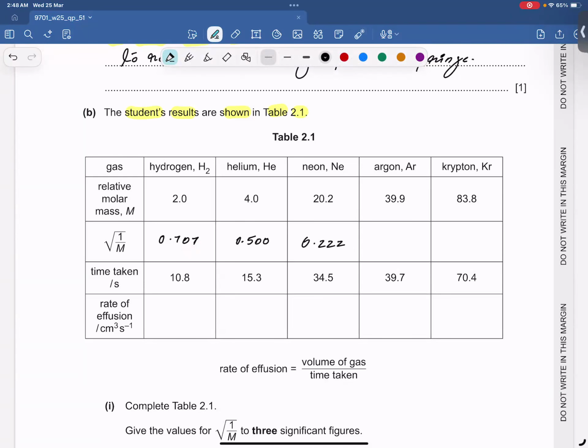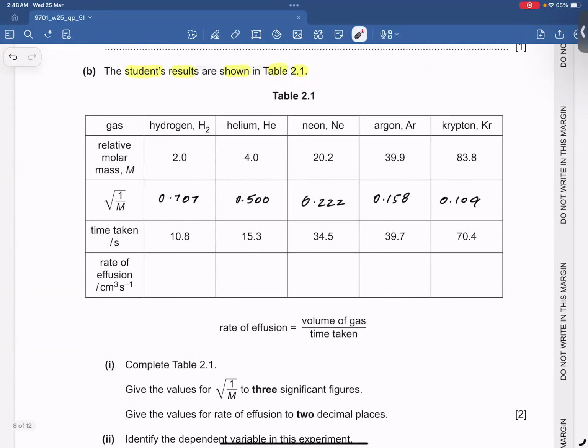Then the square root of 1 divided by 39.9 is 0.1583, so I'm going to write 0.158. Then the square root of 1 divided by 83.8 is 0.109239, so I'm going to write 0.109. The time taken is given by the examiner.